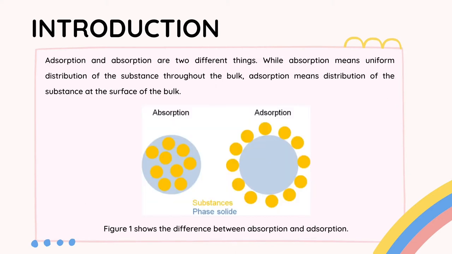Adsorption and absorption are two different things. While absorption means uniform distribution of the substance throughout the bulk, adsorption means distribution of the substance at the surface of the bulk. From figure 1, we can see the difference between absorption and adsorption.